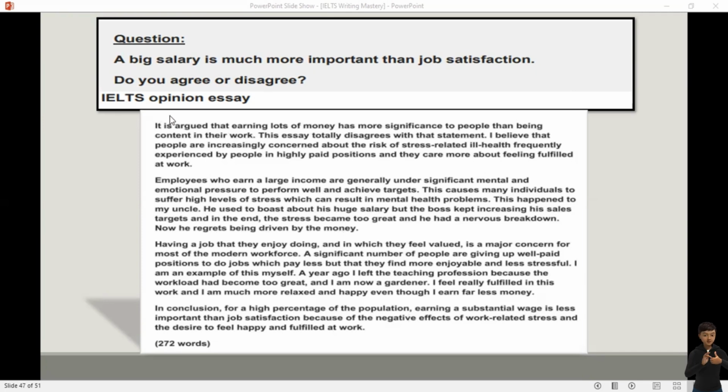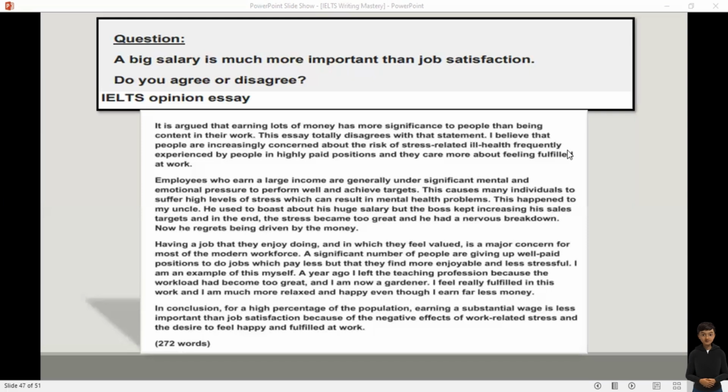Okay, so this is, in a way, it is argued that earning lots of money has more significance to people than being content in their work. This essay totally disagrees with the statement. I believe that people are increasingly concerned about the risk of stress related ill health experienced by the people in highly paid positions, and they care more about feeling fulfilled at work. So here we have given two ideas, stress related ill health, and the second idea is feeling fulfilled at work.